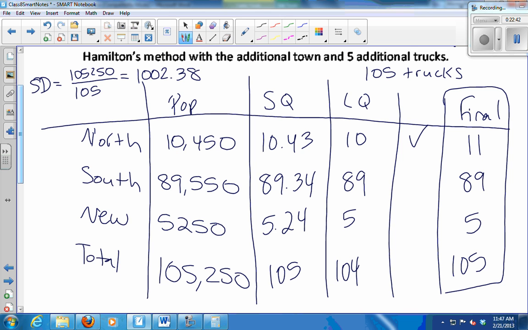Yeah, so we added a new town with their fair share of trucks. We said, okay, we're going to add 5 trucks to take care of Newtown. The apportionment gave them 5 trucks. Okay, but then it used to be that North had 10 and South had 90, and now North has 11 and South has 89. We took a truck from South and gave it to North for seemingly no good reason, right? Because we gave our 5 new trucks all to Newtown. Why should we change how many trucks the other 2 towns get?